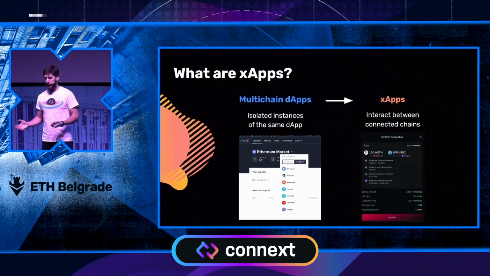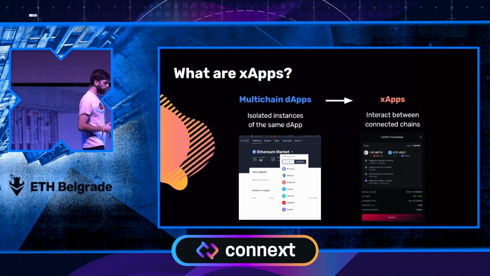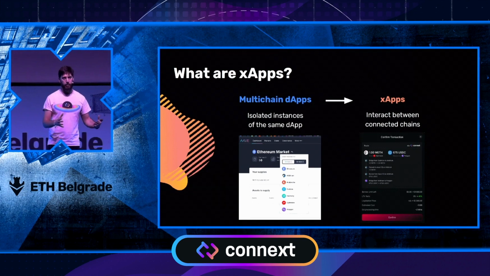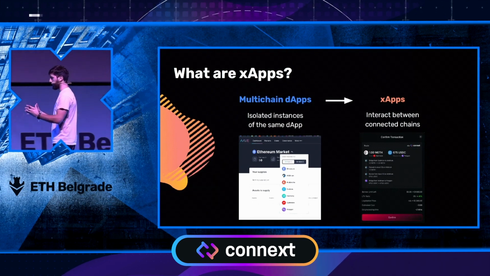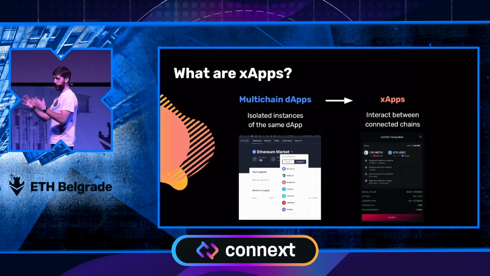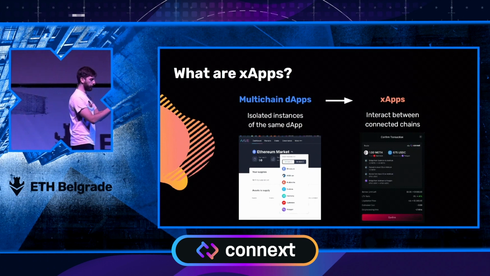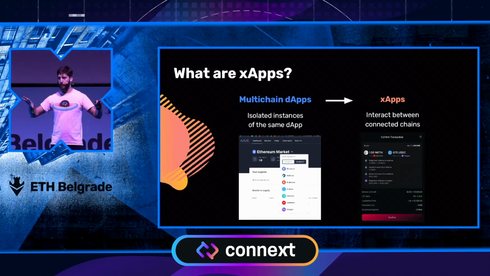So first of all, we need to talk about what cross-chain applications are. We call them xApps. And they're a big difference from the current state of dApps that are basically multi-chain. A multi-chain dApp is a dApp that is deployed on multiple chains with separate, isolated instances. So the same code is replicated across the different chains, and they work in a very isolated manner.